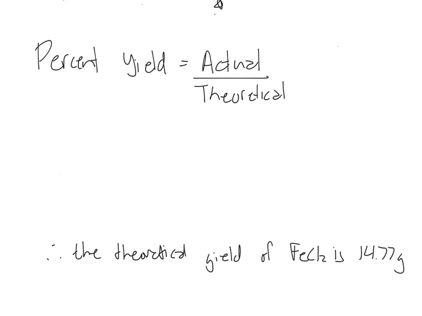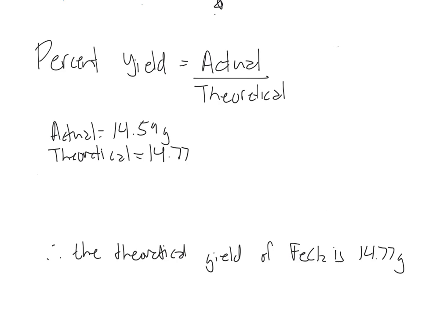So where do I get this actual yield from? I get it from the question. It gave it to me, right? So when I read number 18 from the textbook, it says that 14.59 grams of iron chloride was produced. So my actual yield is equal to 14.59 grams. My theoretical yield, I just calculated. So I just calculated my theoretical yield to be 14.77 grams.